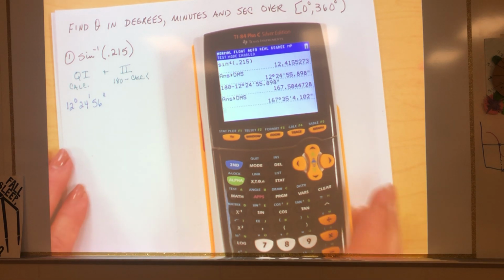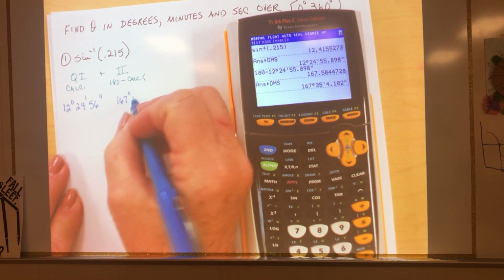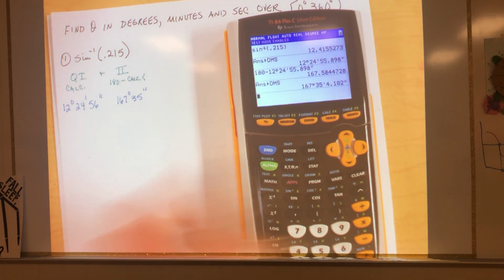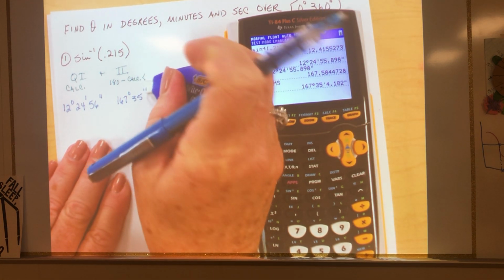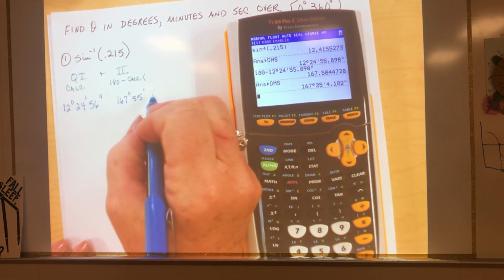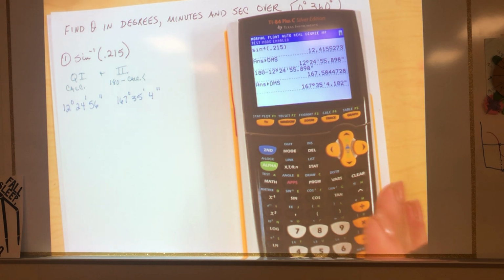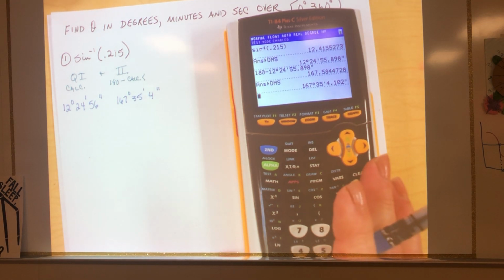So 167 degrees, 35 minutes, and 4 seconds or so. Literally just round that last one to one. If we use the calculator, it's really easy.